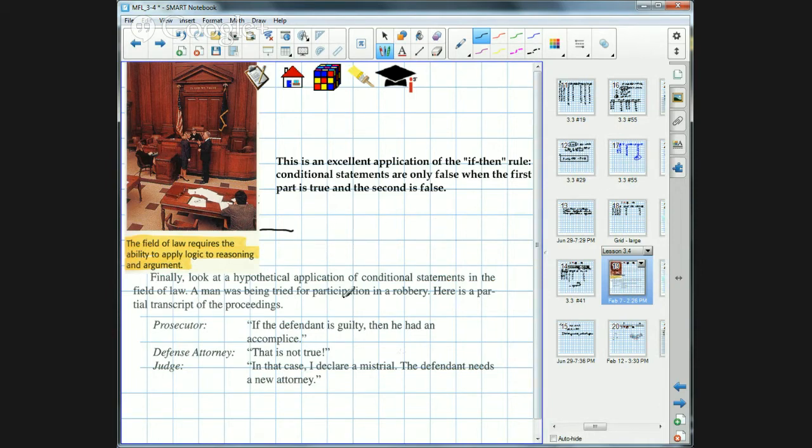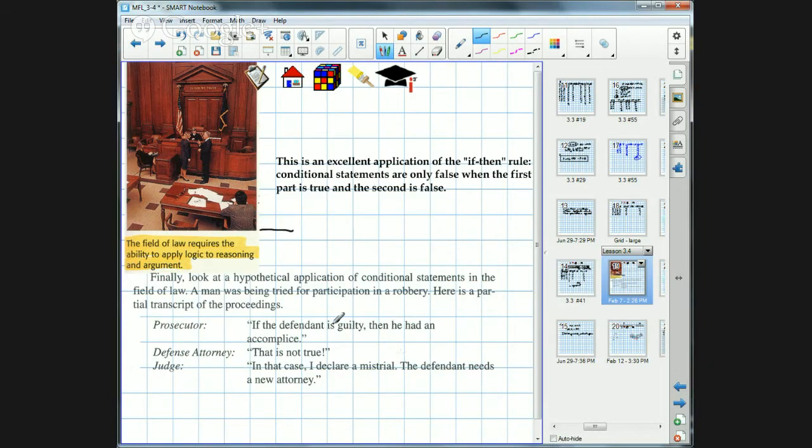So, here we go. We're in a trial, okay? A man was being tried for participation in a robbery. And here's the partial transcript. You know who the prosecutor is, right? That's the lawyer trying to nail the guy and make him be guilty. And he says, if the defendant is guilty, then he had an accomplice. And the defense attorney, that's the guy trying to protect the accused guy, he says that's not true.